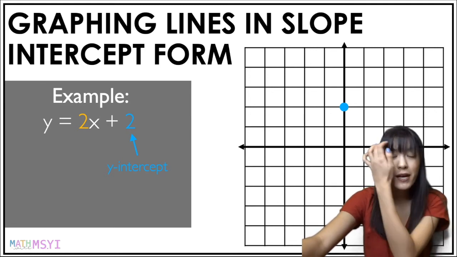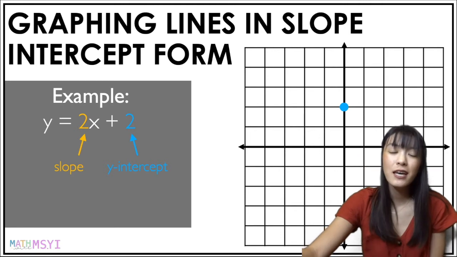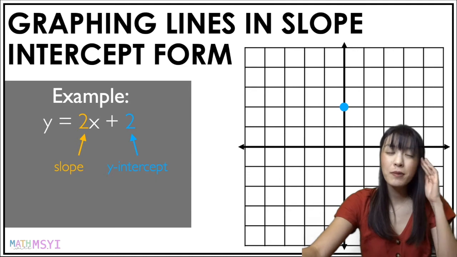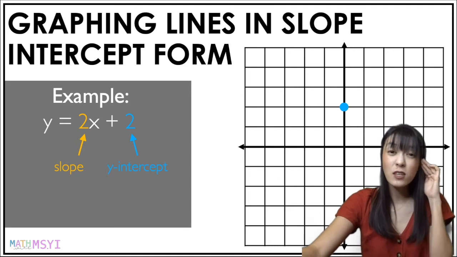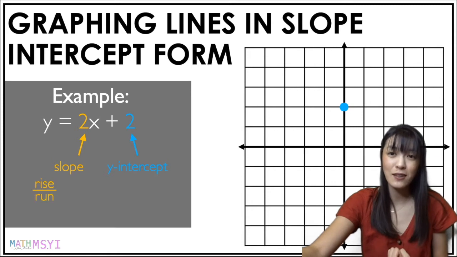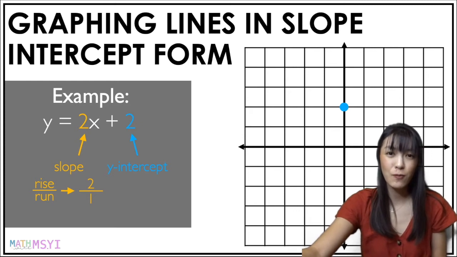My slope is my m, which is my coefficient, and it can be broken down into rise over run. So I'm looking at my slope 2, and I know that even though 2 is a whole number, it does have a denominator, and that denominator is going to be 1. So my rise is positive 2, and my run is going to be positive 1.